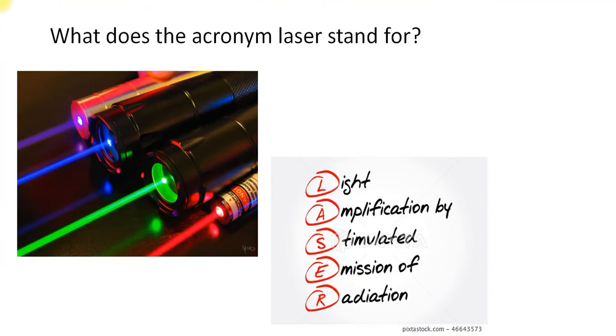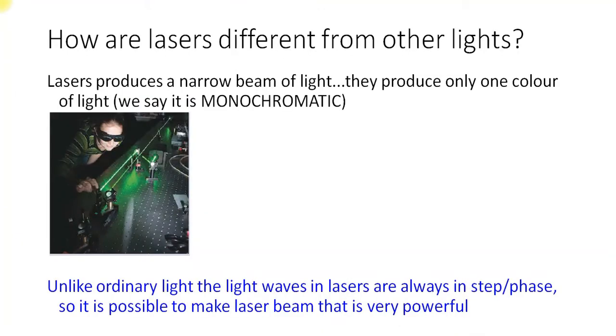What does the acronym LASER stand for? Have an idea? It stands for light, that is the L, amplification, that is the A, stimulated, that is the S, emission of, that is the E, radiation. Okay, so we can say light amplification by stimulated emission of radiation. That's the full meaning of the acronym. How is laser light different from other light? Lasers produce a narrow beam of light, and they produce only one color of light, which we call monochromatic light.